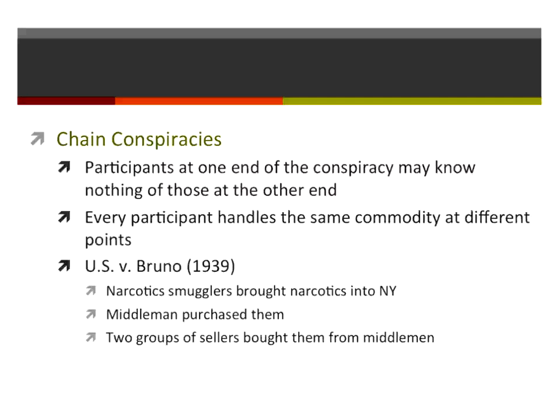In a chain conspiracy, everyone handles the same commodity at a different point. If you think about drug networks, these are a pretty good example of a chain conspiracy. The participants don't necessarily know each other. You might only know the participants on either end of your involvement. So in U.S. v. Bruno, we had some drug smugglers bringing drugs into New York. Middlemen purchased them, and two groups of sellers bought them from the middlemen.